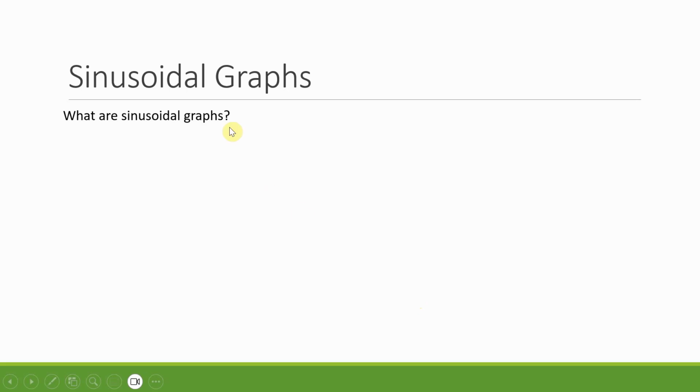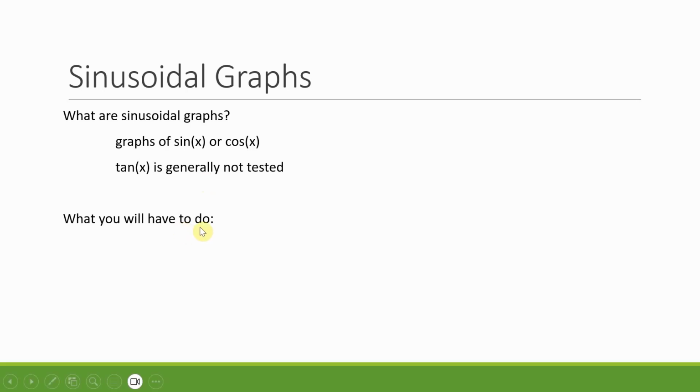First of all, what do I even mean by a sinusoidal graph? Those are just graphs of sine of x or cosine of x. They really don't test tan of x, but sometimes you might see it. If you wanted to look at what that looks like, feel free, but I'm not going to cover that here because it's extremely rare that you're going to run into that.